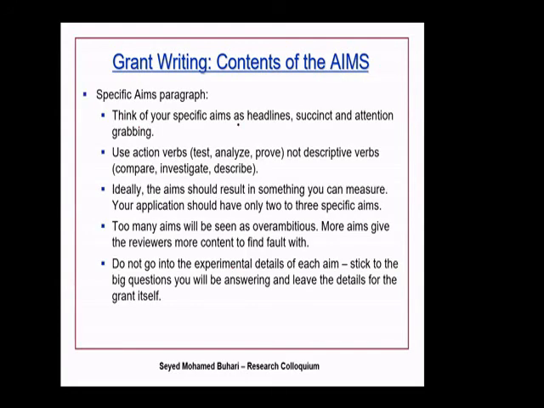So think about your headlines, what can attract people. Make sure you use action verbs. Don't just say I will do this. Describe something. I will investigate what is done in this area. So what? You will investigate, but what will be the outcome? So you have to say, I will analyze this for this. I will look for these parameters. I will test them for the efficiency of the system, like this. So use action verbs when you write your specific aims paragraph.